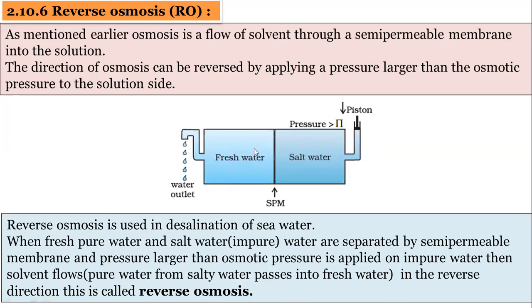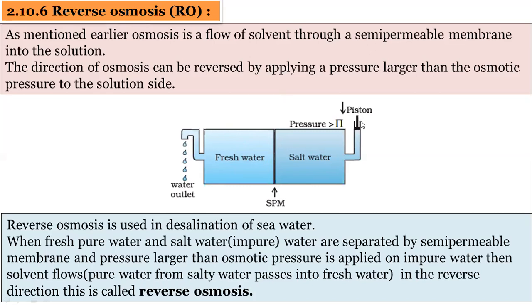Means when the fresh water flows, this is a semi-permeable membrane. These two compartments are fitted with a semi-permeable membrane. This SPM is the short form of semi-permeable membrane. So this is the solvent compartment, and this is the solution compartment. According to the definition of osmosis, this fresh water will flow from this compartment to the salt water. But we are discussing reverse osmosis.